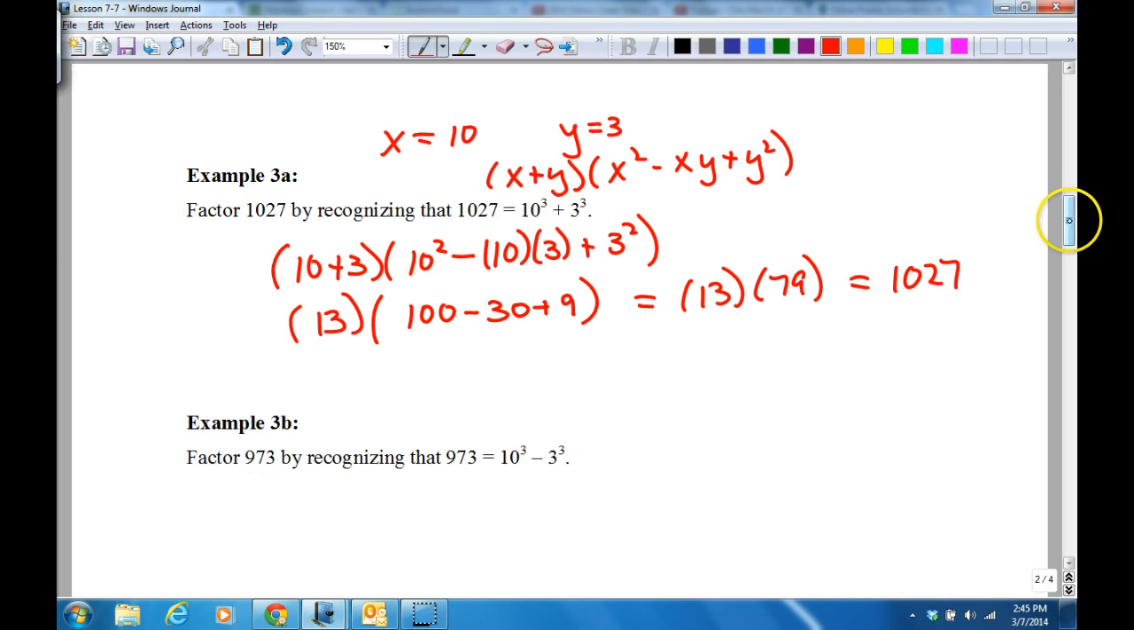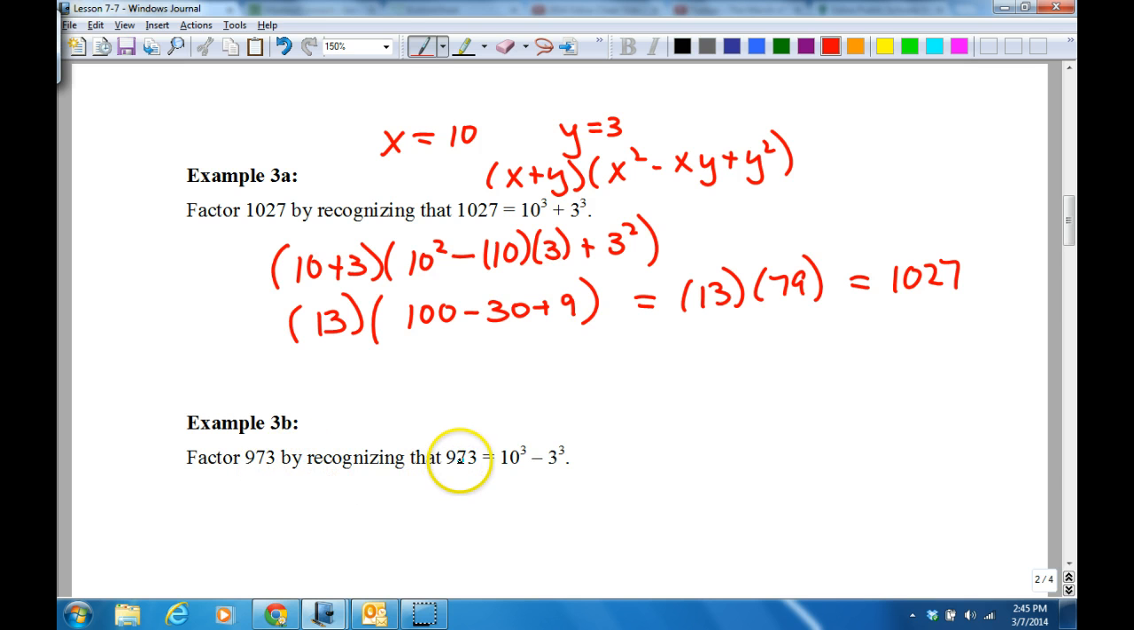So what would the answer of that be? Well, it asked us to find some factors, and these are both prime numbers. These are the prime factorization of it. Yep. Okay, so now we're going to do the same thing for 973.